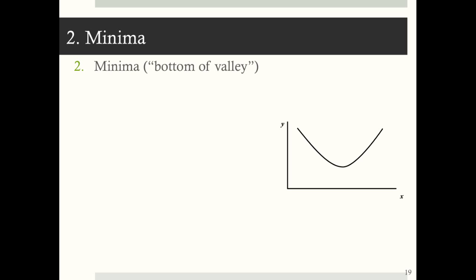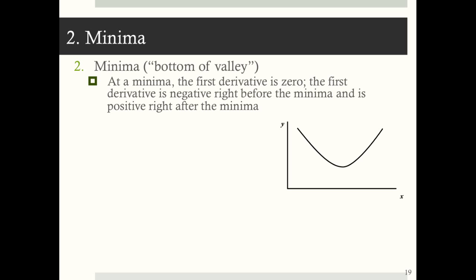Okay, so now let's move on to the minima, or the bottom of the valley. Again, I'll go through the first derivatives test first, because that tends to be the most intuitive, and then we'll talk about the second derivatives. So at a minimum, the first derivative is 0, the first derivative is negative right before the minima, and is positive right after the minima.